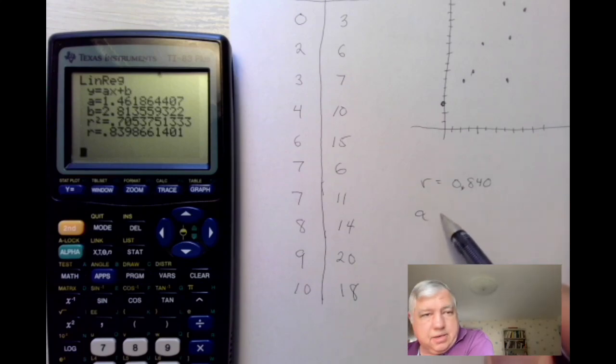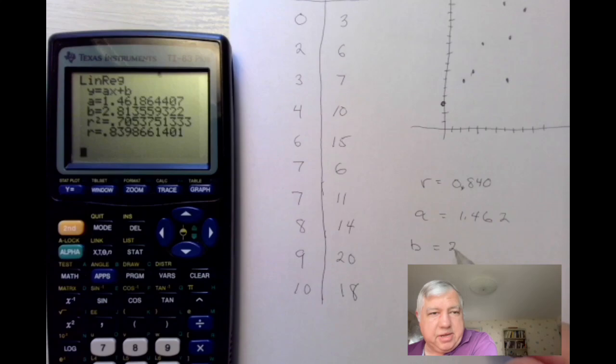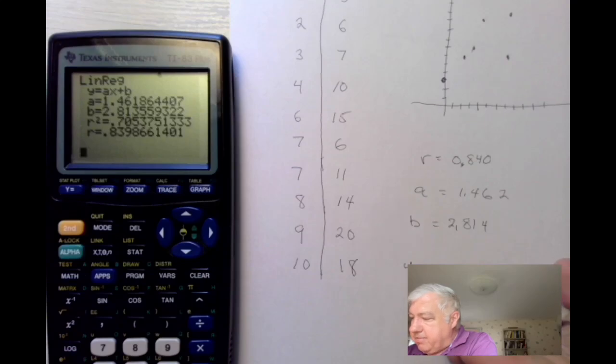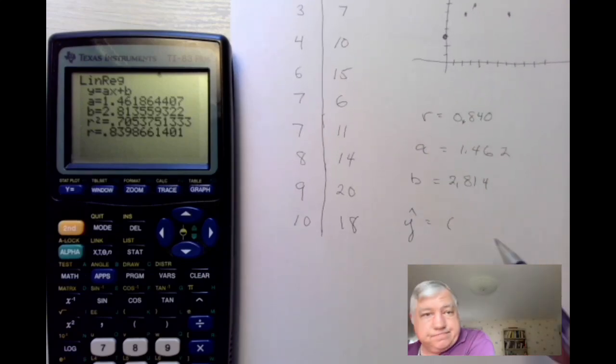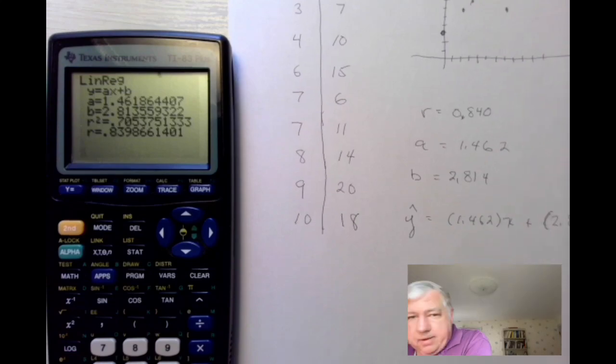Our a is 1.462, and b is, let's see, 2.814, if we round off. So our linear regression line would be y hat is equal to 1.462x plus 2.814.